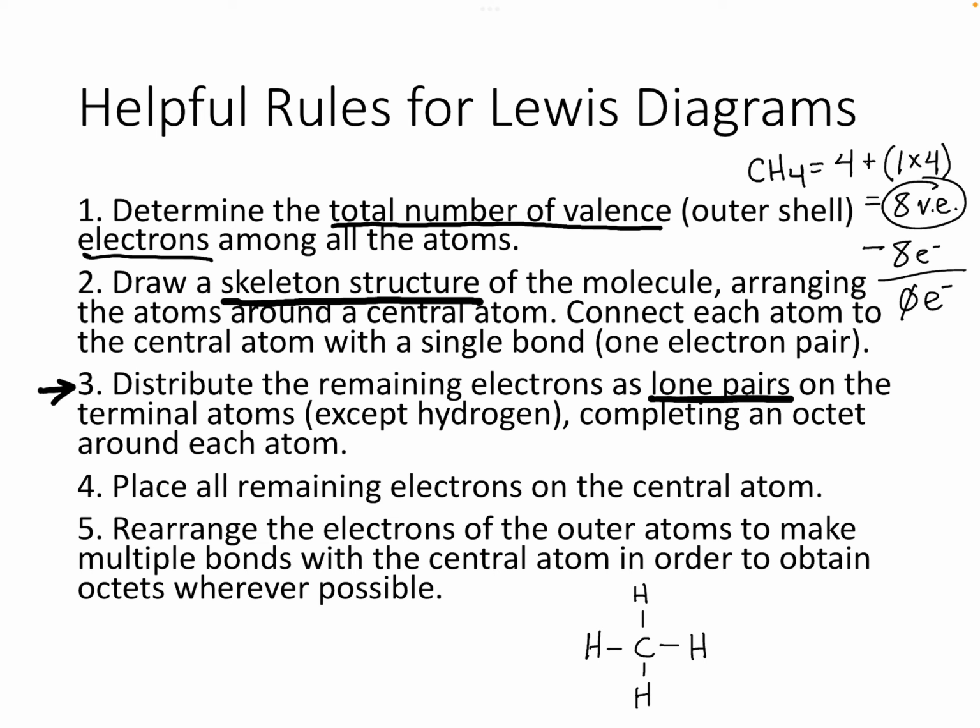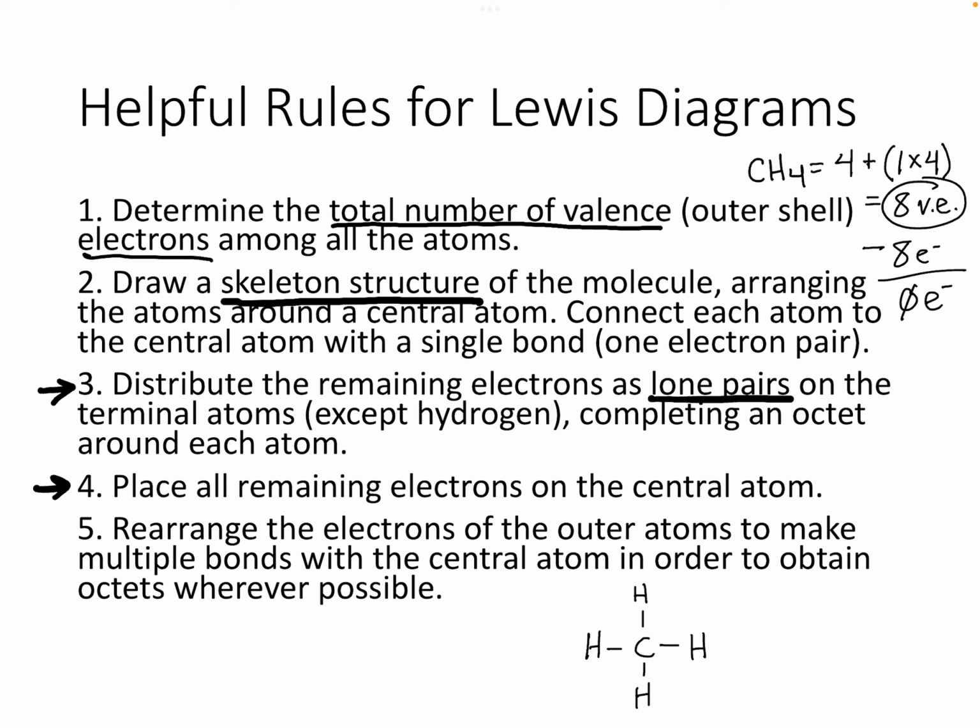Now, of course, we don't want to do that to hydrogen because hydrogen only needs 2 electrons. It doesn't need 8. But we just want to make sure we're completing an octet for each atom. Now, let's say you do that and you still have leftover electrons. So then we'd go to 4 and we would place all remaining electrons on the central atom.